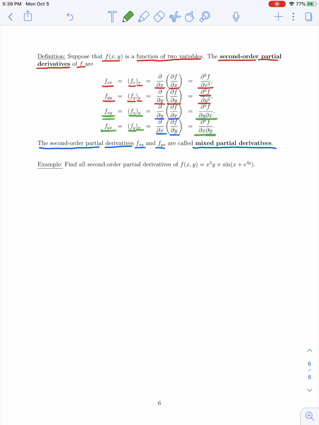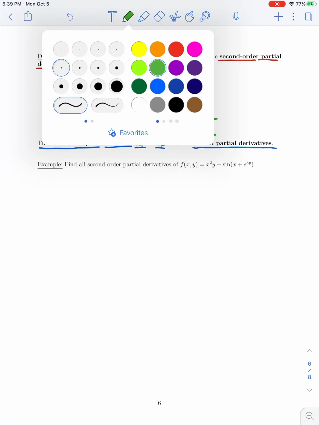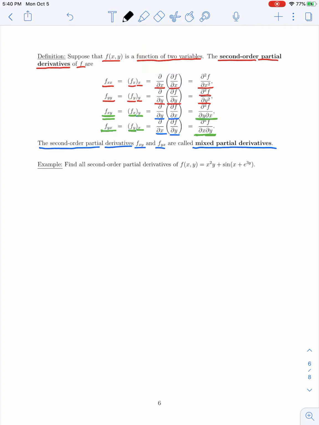So let's look at some examples of finding these higher order partial derivatives. So in our first problem, we're asked to find all second order partial derivatives of this function f of x y. So let's start with the first order partials. We would have the partial of f with respect to x given by 2xy plus cosine of x plus e to the 3y.